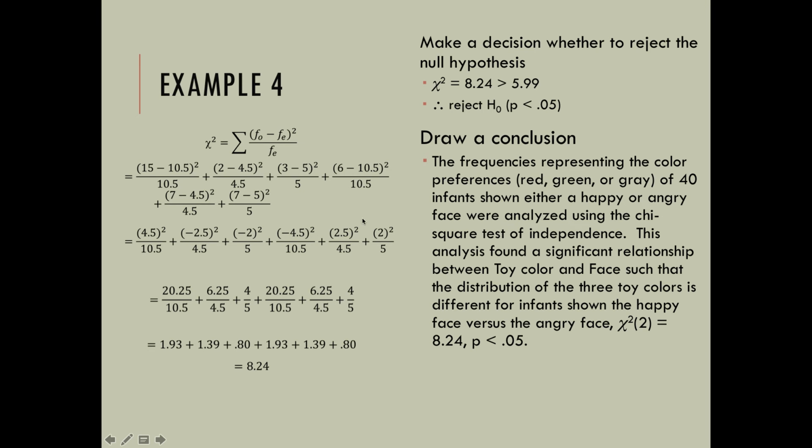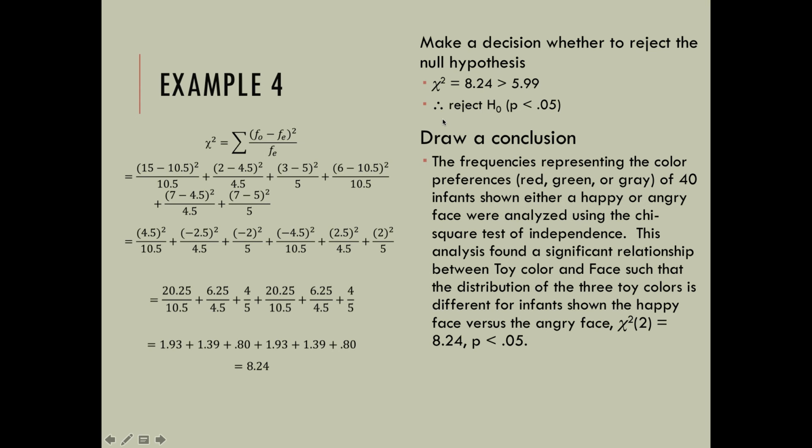Then we're going to use this lovely formula here for each of those boxes in the table. So the observed value minus the expected frequency value, squared, divided by the expected frequency, and then add them together for all of the boxes. And eventually, after you do all of that math, you get 8.24. So what does this mean? 8.24, our chi-square value, is greater than 5.99. So therefore, that's what this little symbol means. Therefore, we reject the null hypothesis.